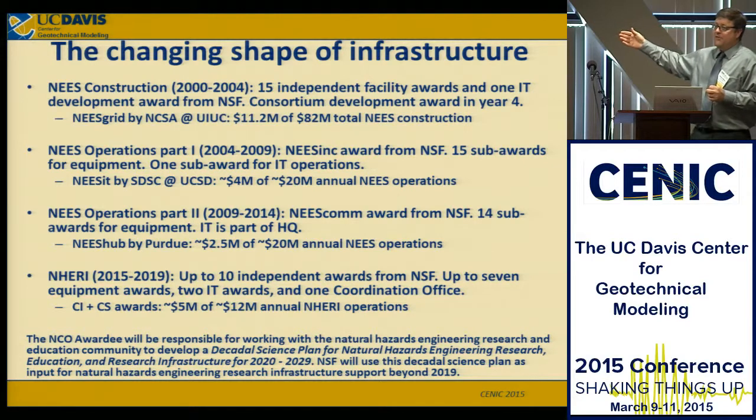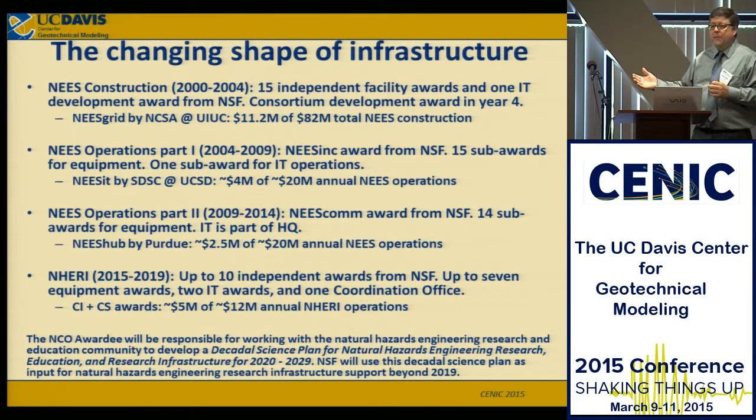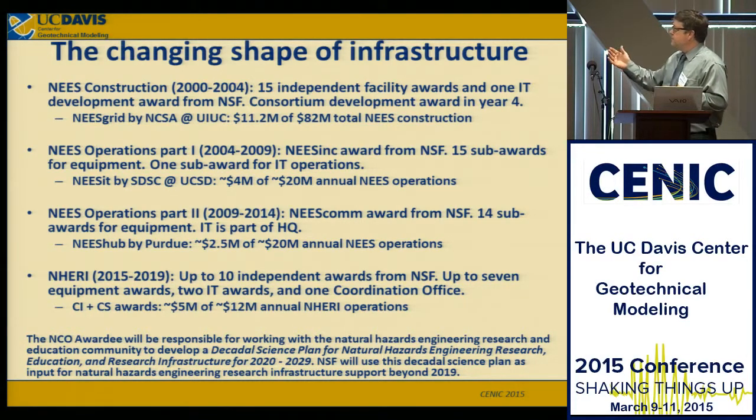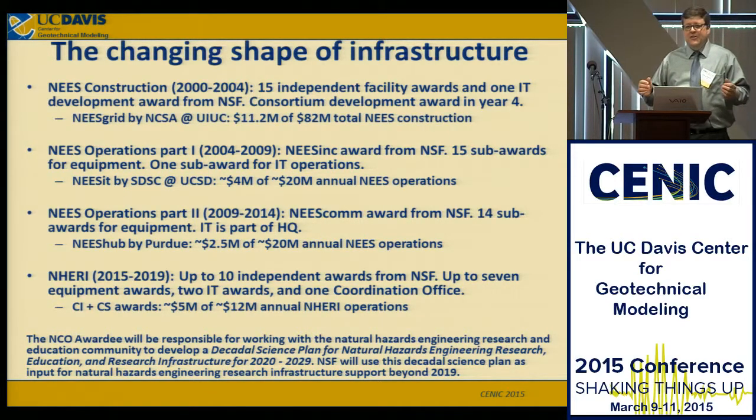Now NEHRI is going to be 2015 to 2019. Like I mentioned, there are 2 awards now: cyber infrastructure plus computational simulation. So it's an explicit call out of computational simulation, and it's something like 5 million of 12 million, so it's grown to be a much higher percentage of the total award. And it's interesting that a big part of this 5-year operation, with the headquarters organization, is one of their explicit requirements: to develop the decadal science plan for natural hazards engineering research for 2020 to 2029. So we'll be going through this 5 years, and part of it is to decide what we are supposed to do in the next 10 years. Always.